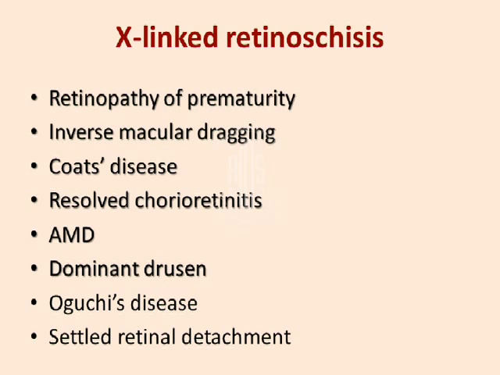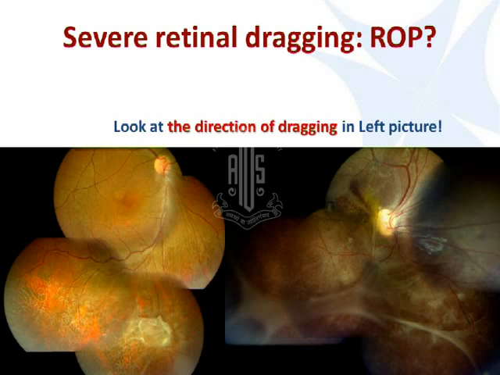Now you think of a typical X-linked retinoschisis, I think what I'm talking about. Is it Coats disease, choroiditis, is it possible? AMD, dominant drusen, Auger's disease, or settled RD. I'll show examples of all of them. So this case, if you look at the right eye, it can be confused with the extreme ROP. But again, you can see this classic pattern of the blood vessels. This is not seen in ROP. This is very typical of X-linked retinoschisis.